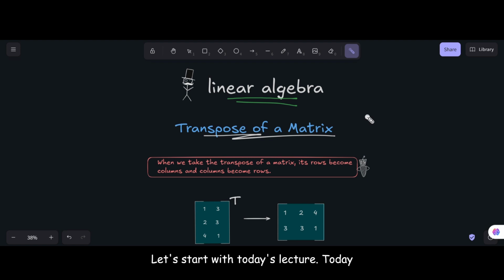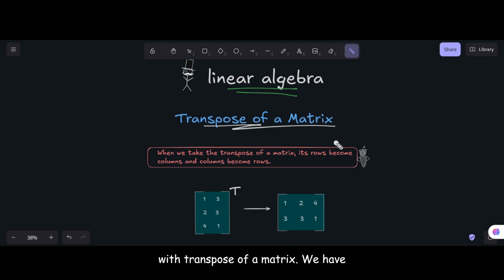Guys, let's start with today's lecture. Today we are going to study transpose and LU decomposition. Now let's first start with the transpose of a matrix.